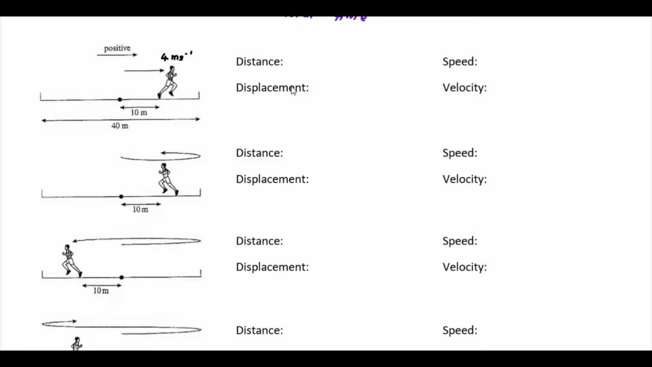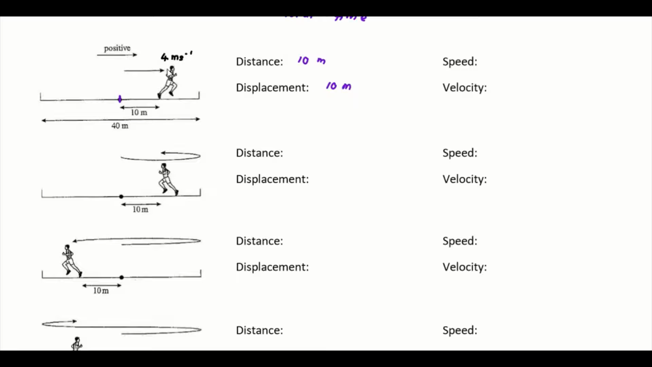We are going to do a very quick one so that you can differentiate between distance, displacement, speed and velocity. Distance is basically the total length the object has traveled. So this person has traveled 10 meters, which is easy. Displacement is the position of that person from the origin. This is our origin and our positive side is the right hand side, so the displacement is positive 10 meters as well.